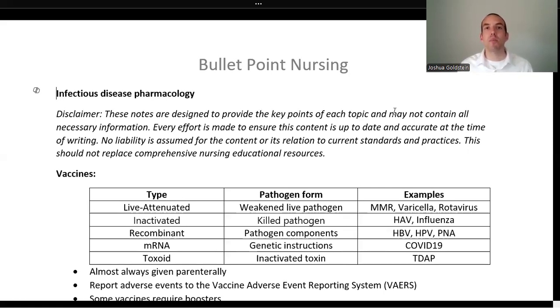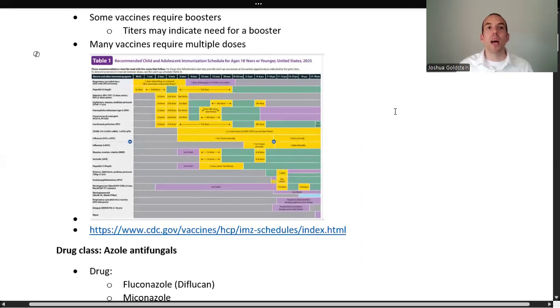Some vaccines require boosters. Very famously, the Tdap vaccine requires one every 5 to 10 years. The influenza vaccine is every year, things like that. Influenza vaccine, we don't actually call that a booster because each year we're giving you slightly different ones compared to the previous years. But tetanus is considered a booster. That's going to be our classic example.